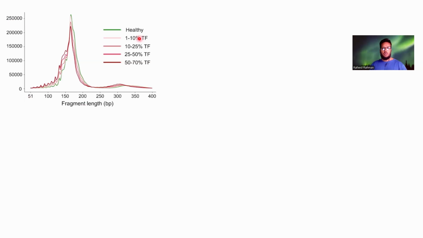And as you have more tumor fraction, where TF means tumor fraction here, there will be a shift in this distribution. This is very interesting because it can enable you to detect cancer and monitor tumor progress. This is one of the things.